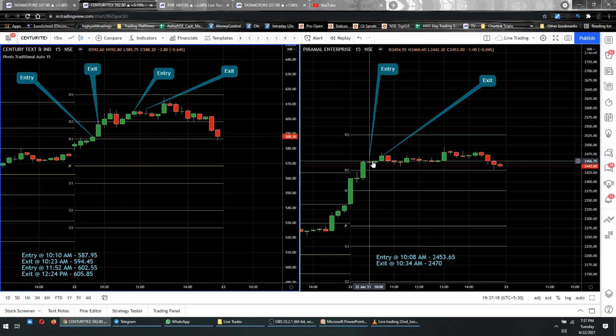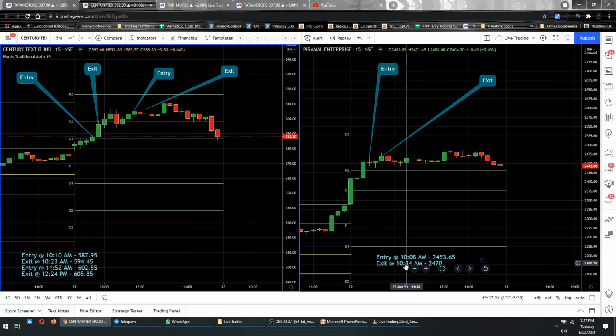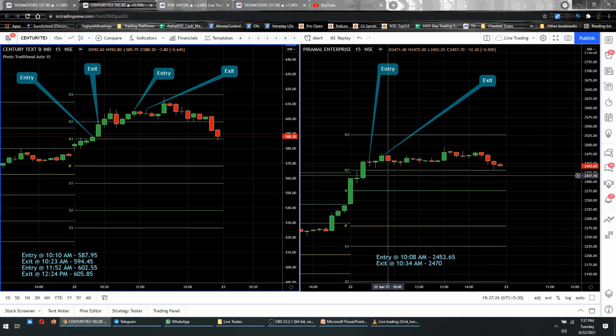So that was exactly what was in my mind. My entry was at 10:08 a.m. and my exit was at 10:34 a.m., that is the 10:30 candle, and the price at which I exited was 2470. Again, very close to 0.5% of the script price. So I caught a 17 to 18 rupees move, and I was a happy man.